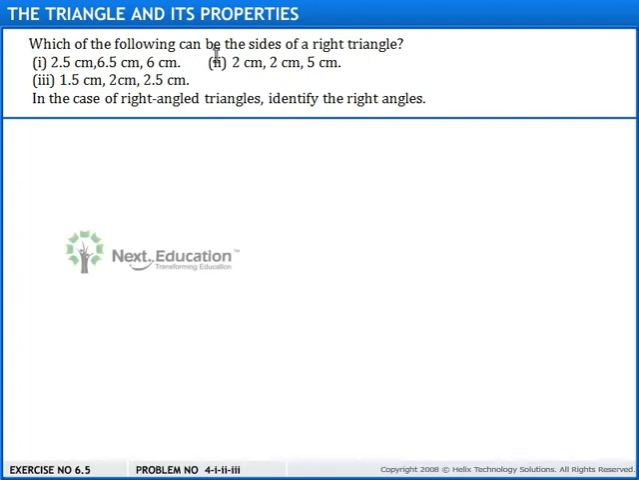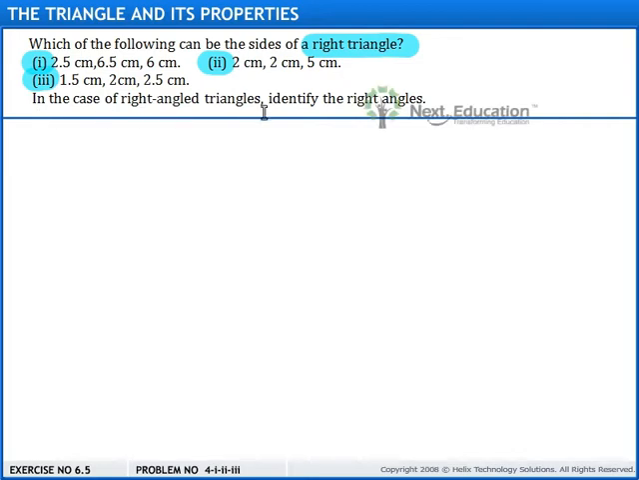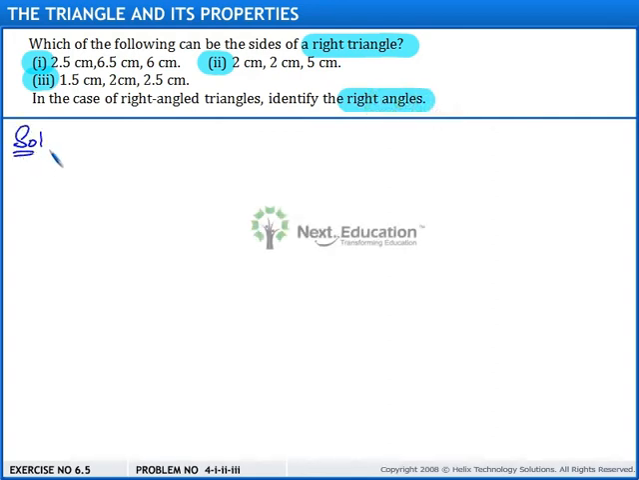Which of the following can be the sides of a right angle triangle? We are given 3 problems here. In the case of right angle triangles, you need to identify the right angles. Let us begin with the solution. We shall start with first part of the problem.